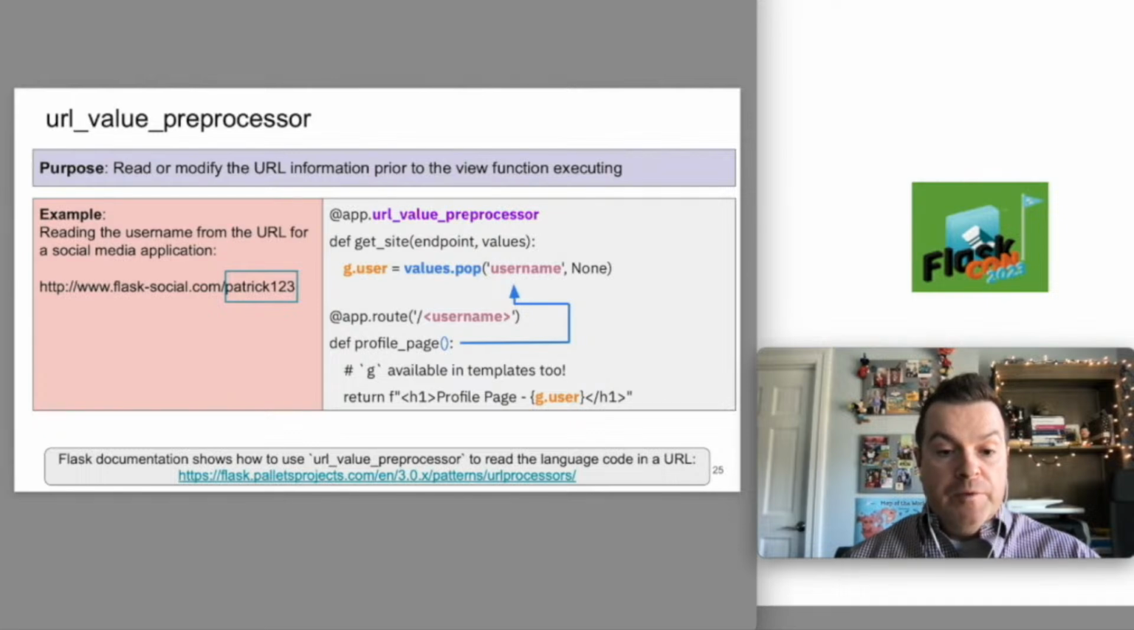And so now when the profile page view function is executed, there's actually no argument that gets passed in because you've already popped that username from the list of values, but you've already stored it in g, so it's just available to use, whether you want to return it there in that string, or you can use it in other places such as templates. A really great example of using url_value_preprocessor is available in the Flask documentation. I have a link down below. And it shows how to read the language code in a URL using the url_value_preprocessor decorator. It's a great example.